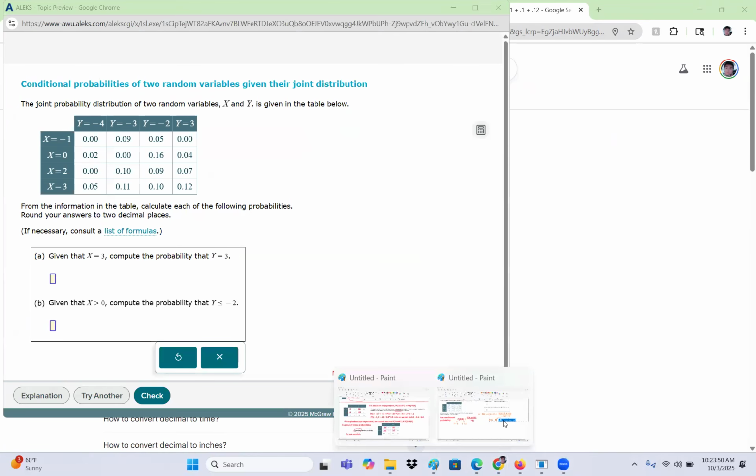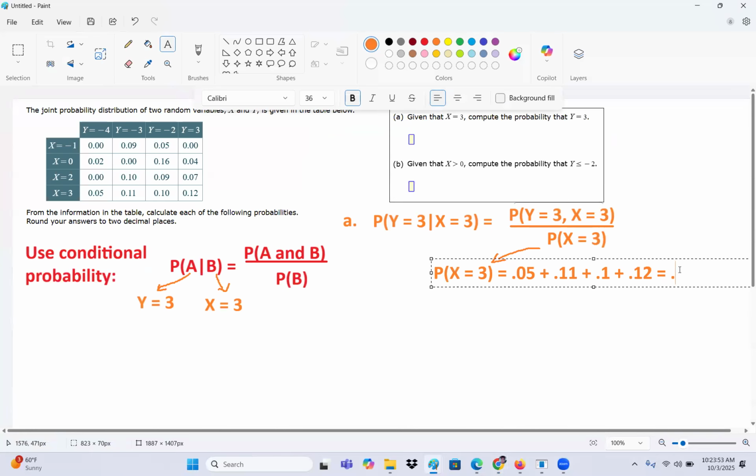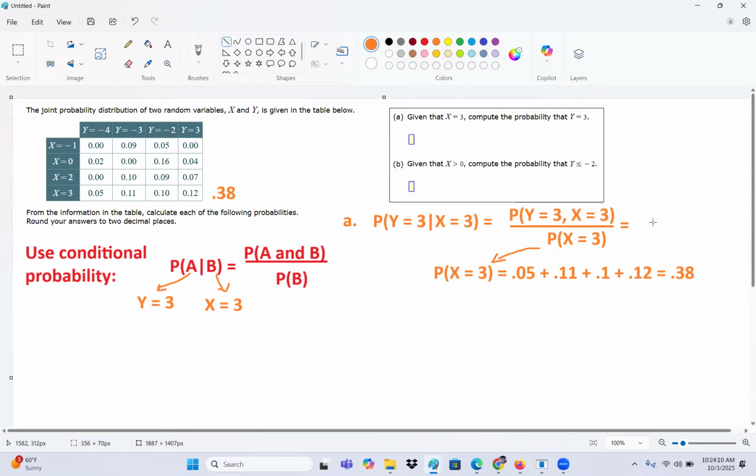So that's the total, and the probability is equal to 0.38. And then on top of that, we're going to pick the joint, y equal to 3 and x equal to 3, so it's 0.12, this one, right?